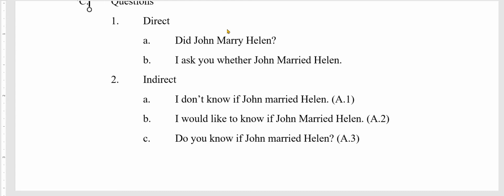Even if you say yes, I know, or no, I don't know, you still haven't satisfied the purposes of that. So 2A, B, and C are examples of indirect speech acts, and then 1A and B are examples of direct speech acts.